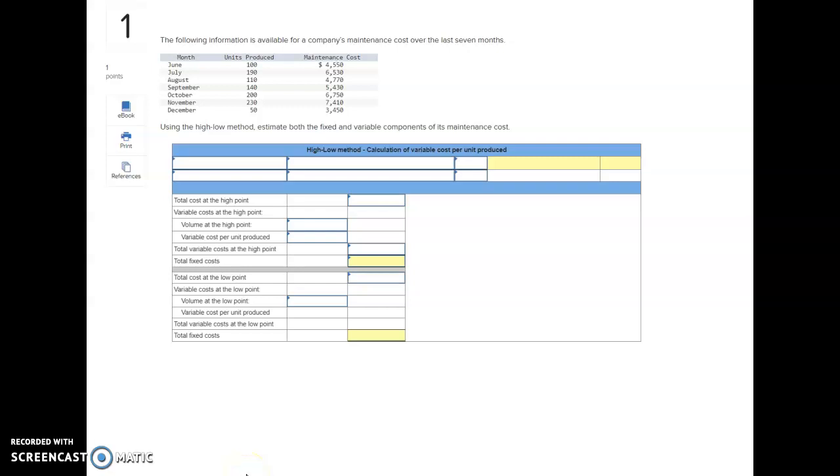Okay, so let's go over the Chapter 18 homework. The first problem is a high-low problem, and you can find this explained in Chapter 18 on page 709.